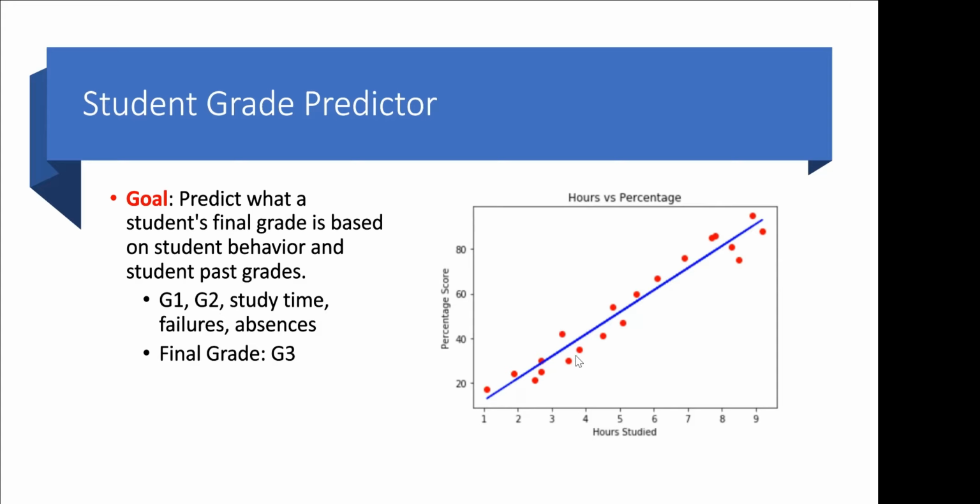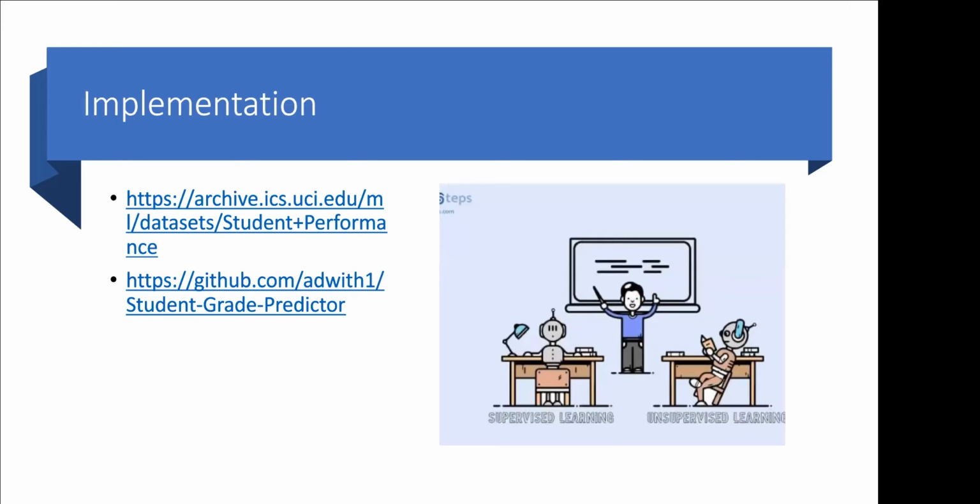So essentially you can see there's a linear relationship. As a student continues to study more and more and put more time into it, the percentage score they achieve on an exam tends to be a lot higher. And we can see that there's a linear relationship between those two attributes. That's our end goal. So now we're going to jump right into our implementation.